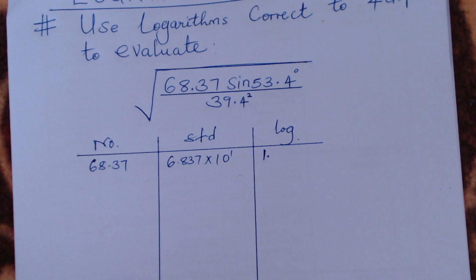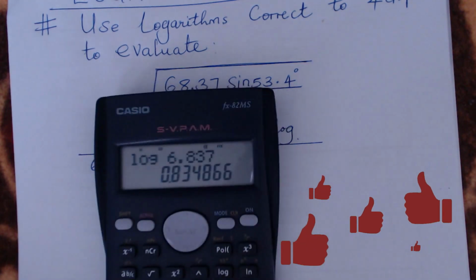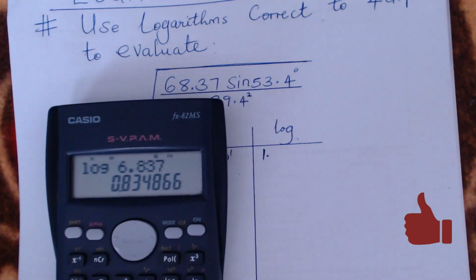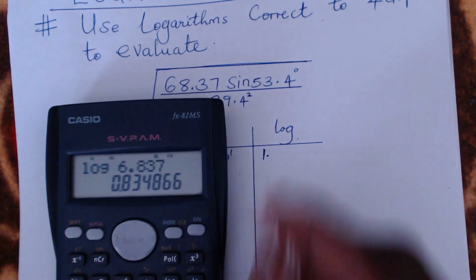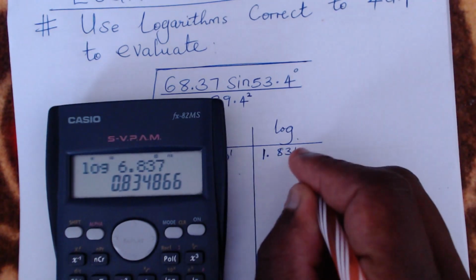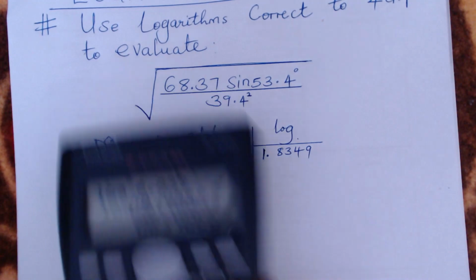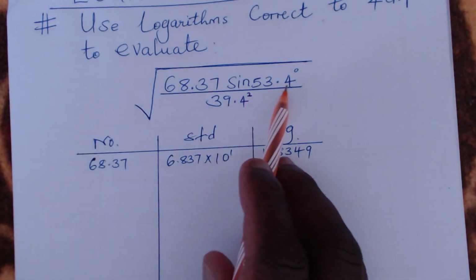So log of 6.837. So that is what you get. You get 0.8349. So 8349. We are multiplying that on by sine of 53.4.